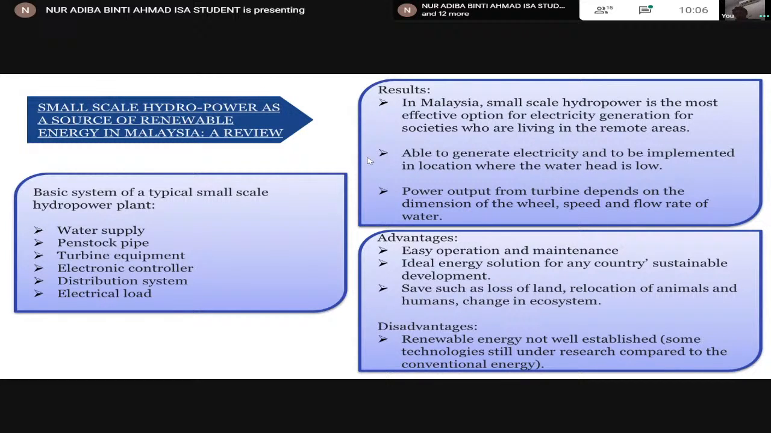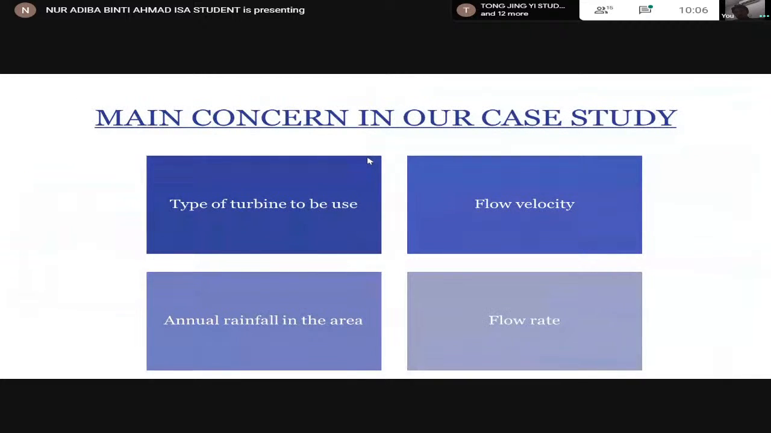The advantages of this small hydropower are easy operation and maintenance, and an ideal energy solution for any country's sustainable development. The disadvantages are loss of land, relocation, and changes in the ecosystem for animals and humans. Renewable energy technologies are not well established. Some technologies are still under research compared to conventional energy. So the last part is our main concern in our case study.